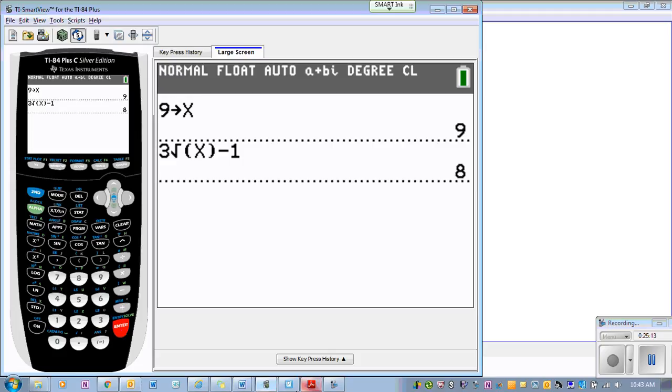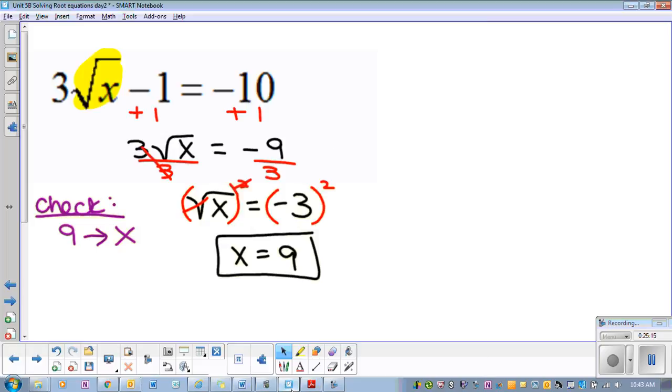It did not give you negative 10. It gave you 8. That means that this one is extraneous. So this is no solutions, right? Because we only had that one. If the one that we had didn't work, we don't have any solutions for this. Good.